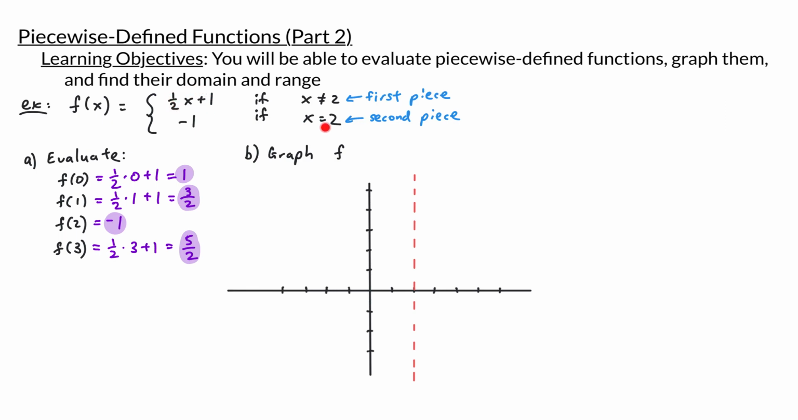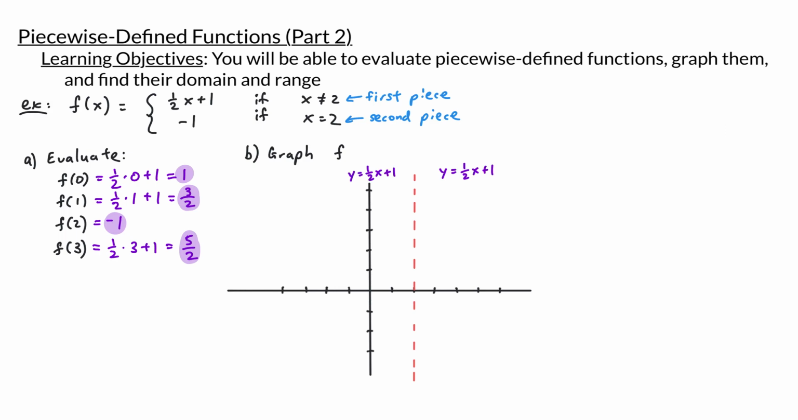For our second piece, we have x equals 2, which is what is on this dotted line. And on this dotted line, since my function is -1, we just have the point (2, -1), which we'll place on our graph. Again, our first piece is x not equal to 2, meaning that when I'm on the left-hand side of this dotted line and when I'm on the right-hand side of this dotted line, my function behaves like 1/2 x plus 1. So essentially, on either side of the dotted line, I'm graphing y equals 1/2 x plus 1.